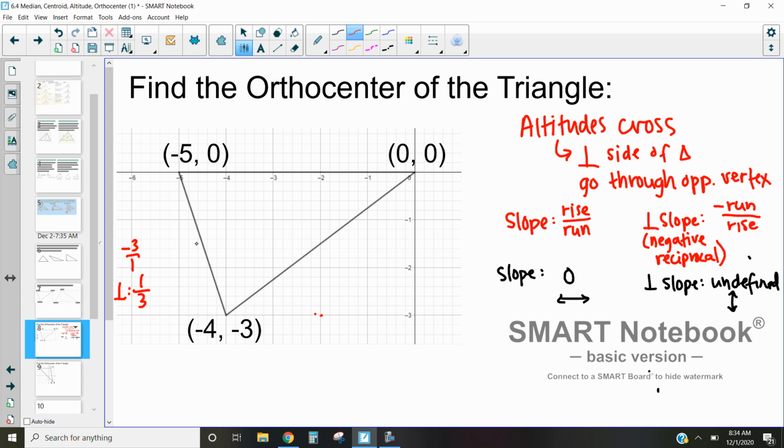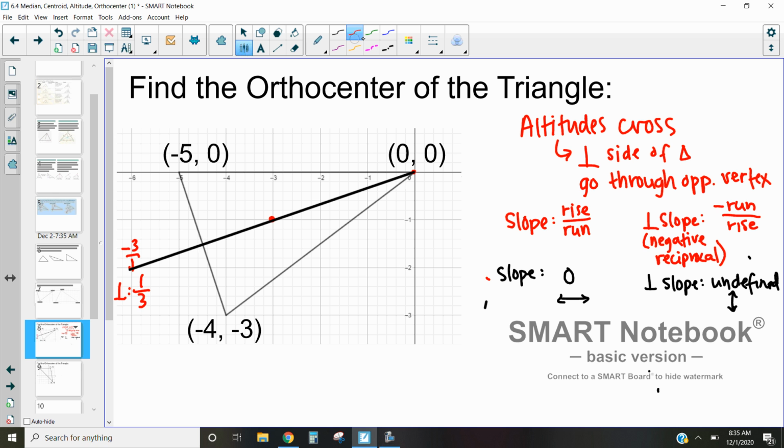Now to find that line, we're going to start at the opposite vertex here, and we're going to use a slope of 1 over 3. We can either go up 1 over 3, or down 1 back 3. And then we're going to connect all of our dots here to create a perpendicular line. Okay, fantastic. So there is one of our altitudes.